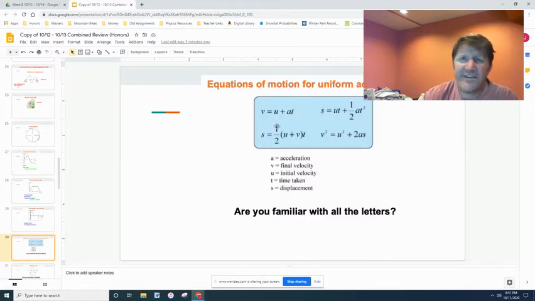And then understanding these equations. So again, knowing what the letters are: V for final velocity, U for initial velocity, A for acceleration, T for time, and then S is going to be our distance or our displacement. So it's important that you know what those letters stand for, so you can identify them and then manipulate the formula to match what you're looking for.